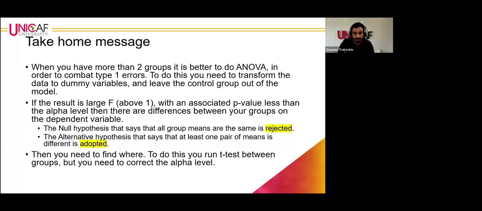So when you have more than 2 groups, it's better to do ANOVA in order to combat family-wise error. To do this, you need to transfer the data to dummy variables and leave the control group out of the model.